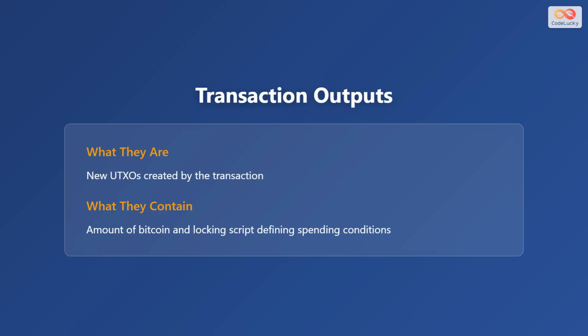Transaction outputs are where new UTXOs are created. Each output specifies two key pieces of information. First, the amount of Bitcoin being assigned to that output. Second, a locking script that defines the conditions under which this output can be spent in the future. Typically, this locking script requires proof of ownership through a digital signature. These outputs become the inputs for future transactions, creating a continuous flow of value through the network.